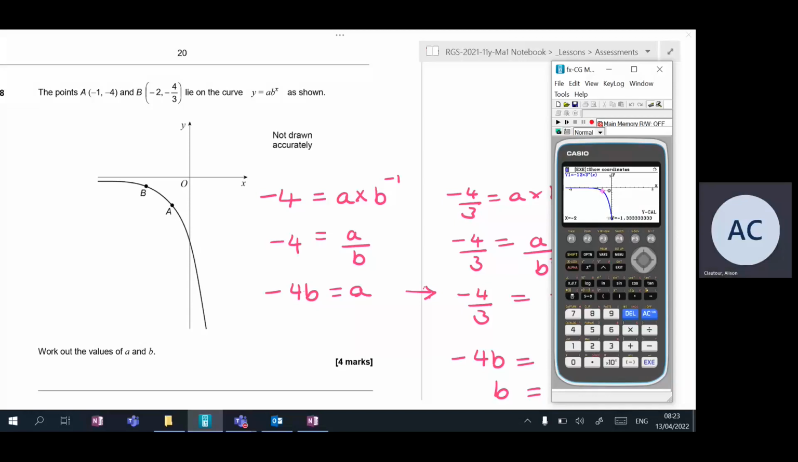Okay. The other thing you can do, so if you go to statistics mode, and just delete what's on there, you can substitute in the points. So list 1 is your x value, so minus 1 and minus 2. And then your y coordinates are minus 4 and minus 4/3. Okay, now what you can do is you can draw the graph and then calculate the line.